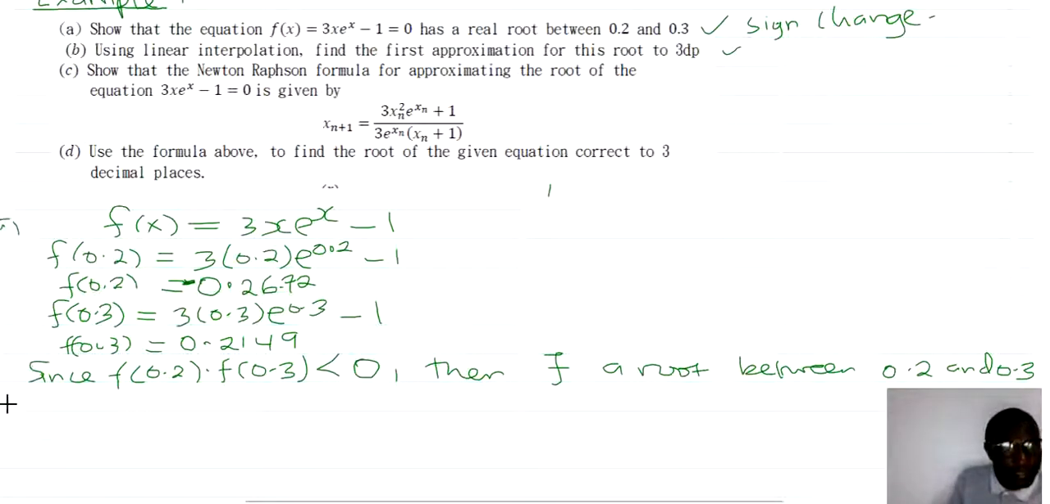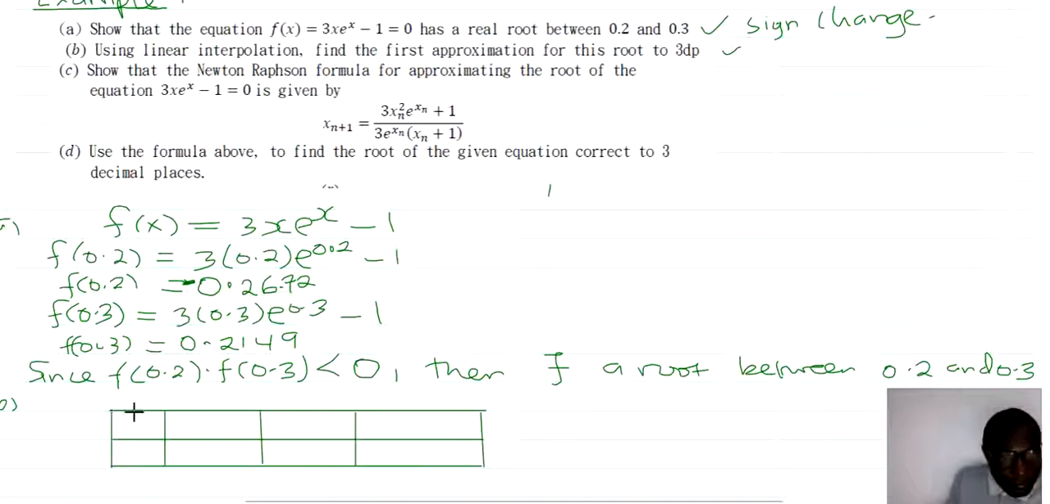So we are done with showing that the root exists between 0.2 and 0.3 using the sign change method. That's part A. Now part B, they need us to use linear interpolation once. With the linear interpolation, we need to extract the table which you are going to use. So we have the table here. Here we have the values of the domain and here the values of the range. Firstly we have 0.2, here we have 0.3. The value that corresponds to 0.2 is negative 0.2672.